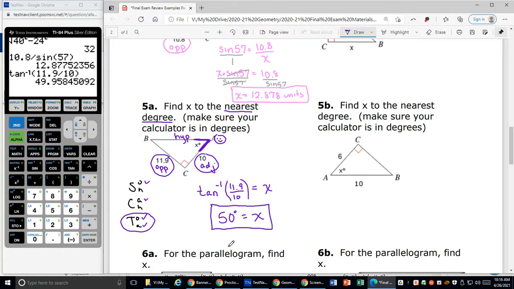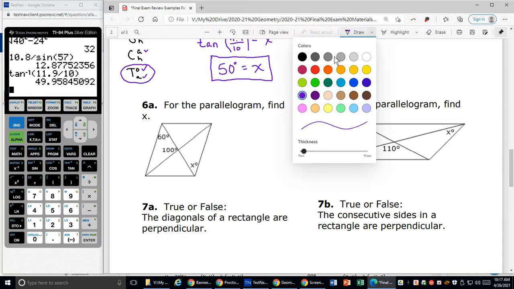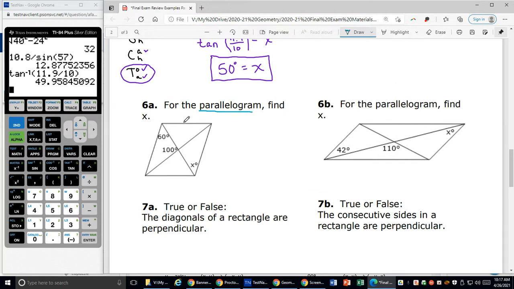Okay, let's look at 6a. For the parallelogram, find x. Okay, so I do know I have a parallelogram. No longer do I see that reminder to be in degrees, so I'm pretty sure I've moved on. Plus, I don't have any right angles, so I shouldn't be using trig. Okay, it's a parallelogram, which means I know that my opposite sides are parallel here and here, and here and here. And x is this angle that deals with this parallel line and this diagonal.